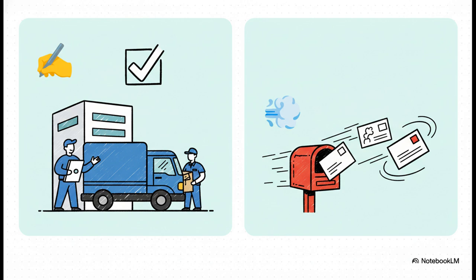Then you've got UDP. Think of UDP as a postcard. It's way faster because you just send it off and hope for the best. It's perfect for things like video streaming or online gaming, where speed is everything, and losing a single tiny pixel here or there doesn't really matter.